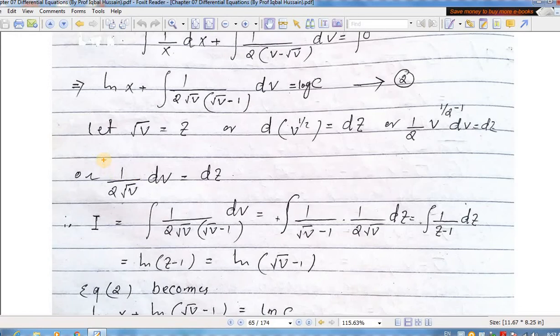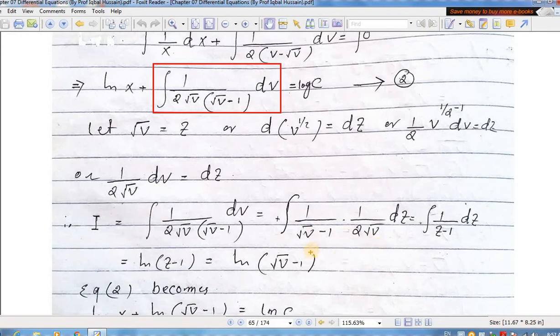We will put value of this. We have to find value of this integral. So let us represent this integral by I, and this is the integral whose value has to be determined. Now we can write integral 1 over v under root minus 1 into 1 over twice v under root into dv.